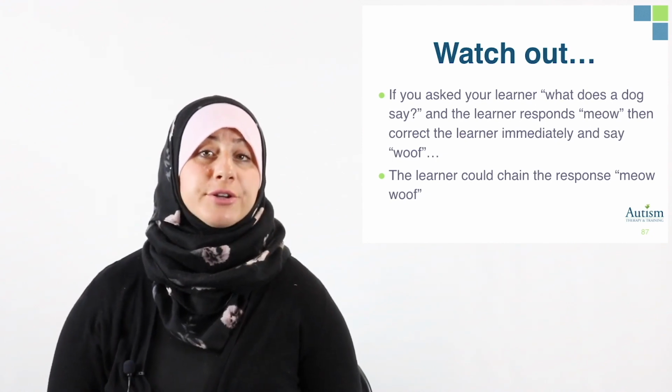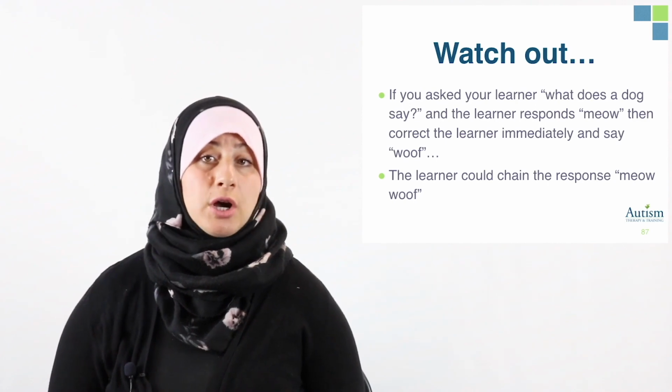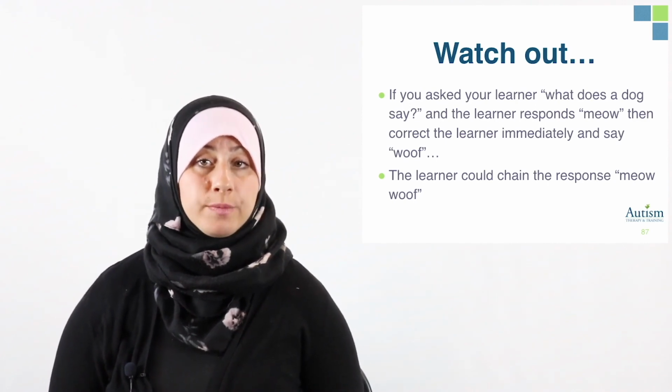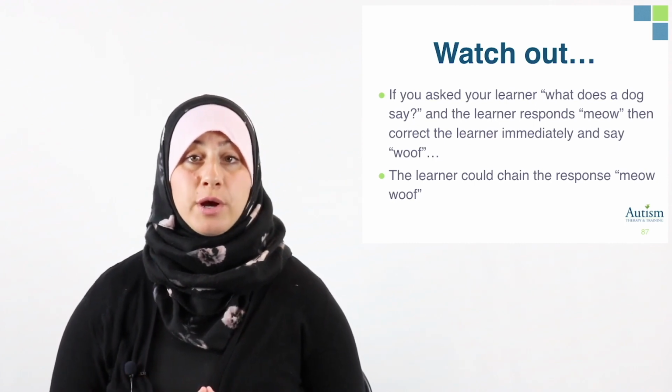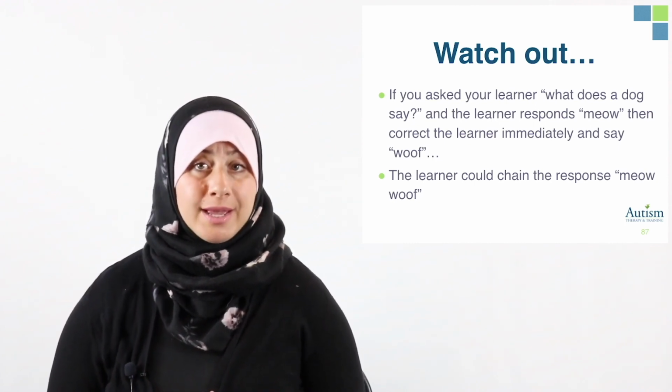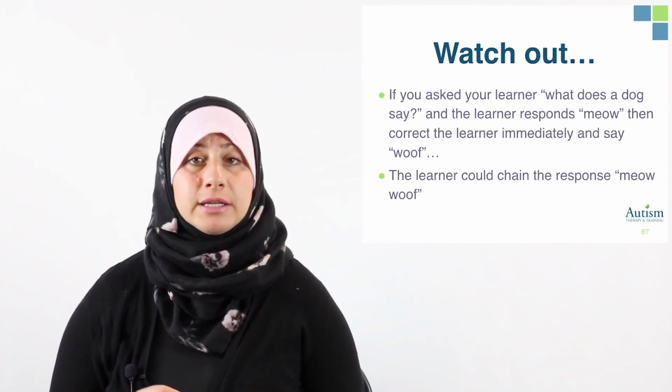Here's an example of another chained error I've seen. You ask the learner, what does a dog say? And they say, meow. You say, woof. What does the dog say? Child responds, meow, woof. As instructors, we need to be clear in our teaching and have a nice clean trial.